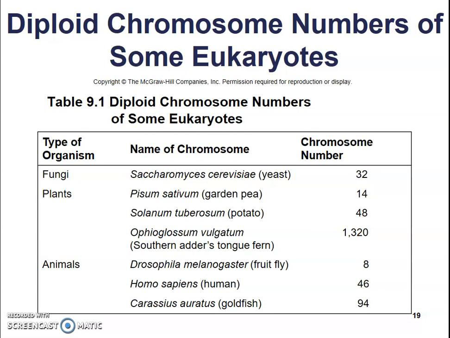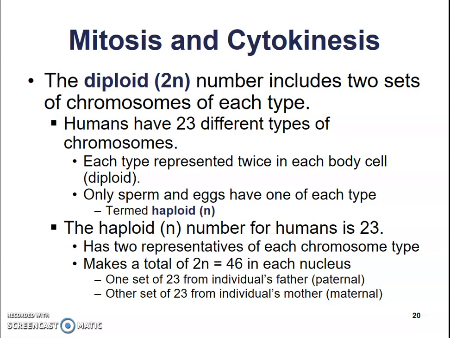Humans have 46, and goldfish have 94, so you can see that a higher number of chromosomes does not mean a larger or more complex organism. The diploid number includes 2 sets of chromosomes of each type. Humans have 23 different types of chromosomes, but we have 2 of each. That's called the diploid number.